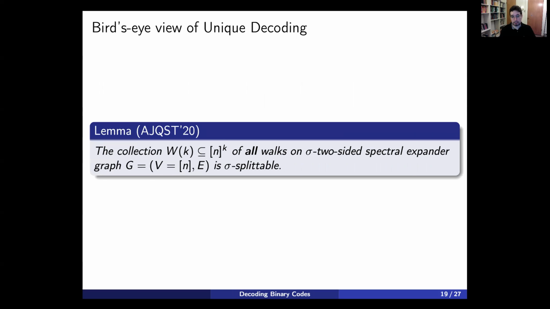And splittability was quite important for us because it was the property that allows us to solve those K-XOR instances. It was the special structure, and the collection of all walks on a sigma two-sided spectral expander is sigma splittable.